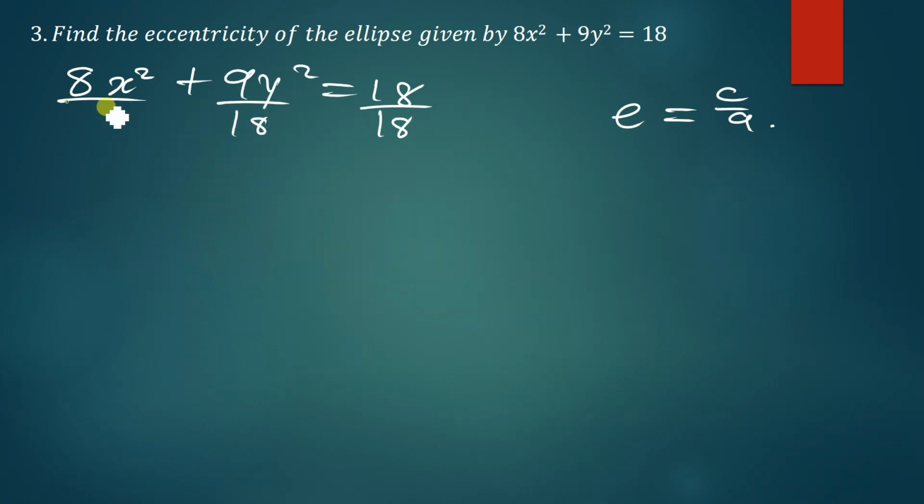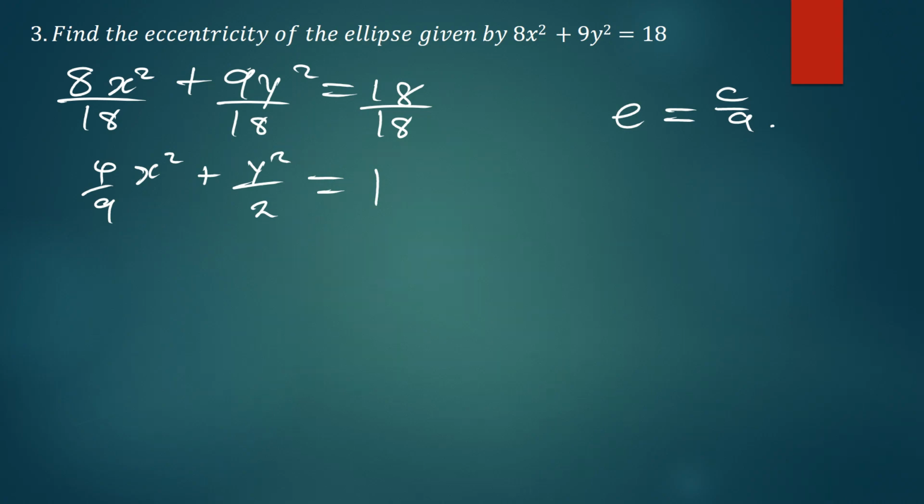So when you divide the whole equation by 18, you discover that this part will become 4 over 9 x squared, and then plus this part will give you y squared over 2. Yeah, because 9 into 9 is 1, 9 into 18, that will give you 2, and then this side will have 1. So this is our equation.